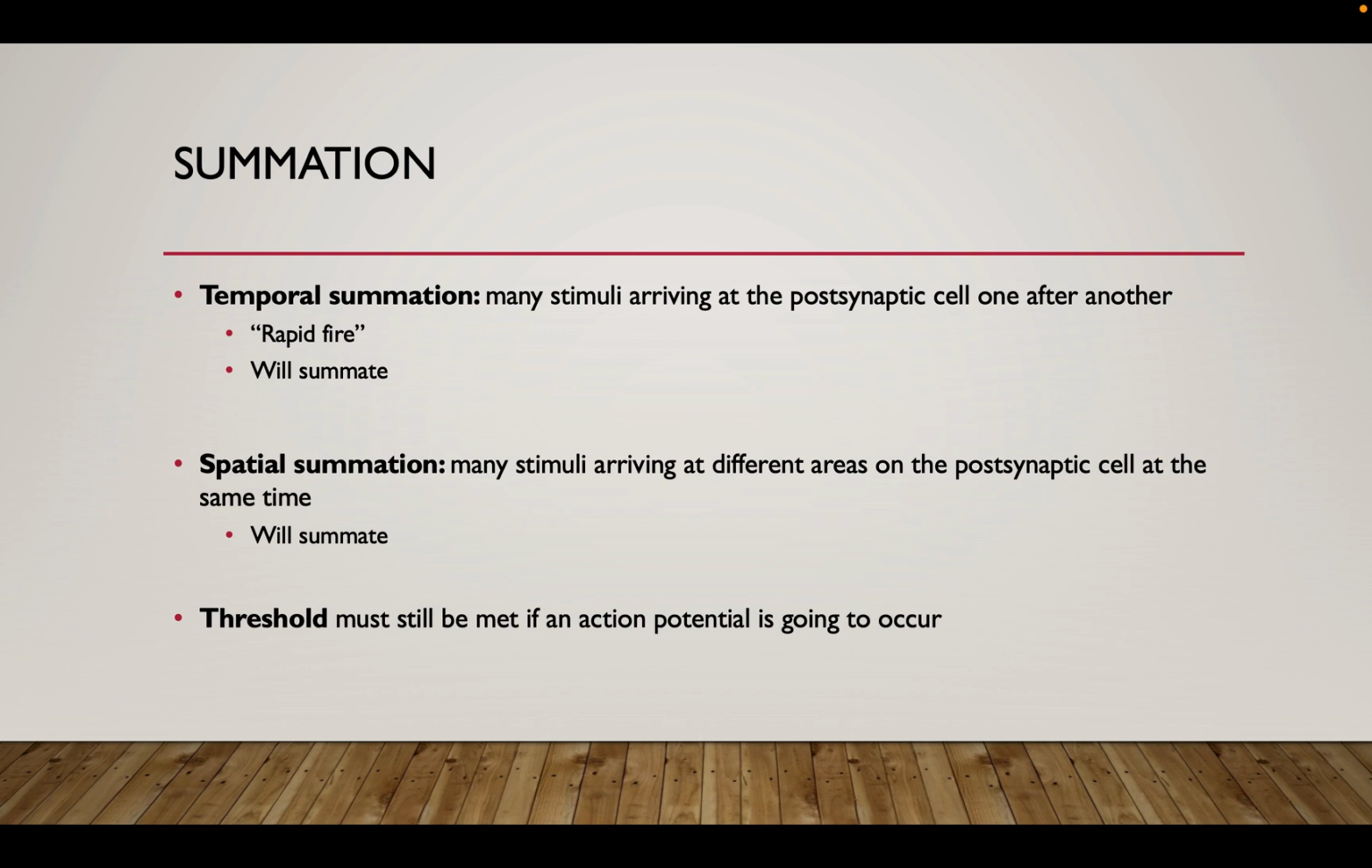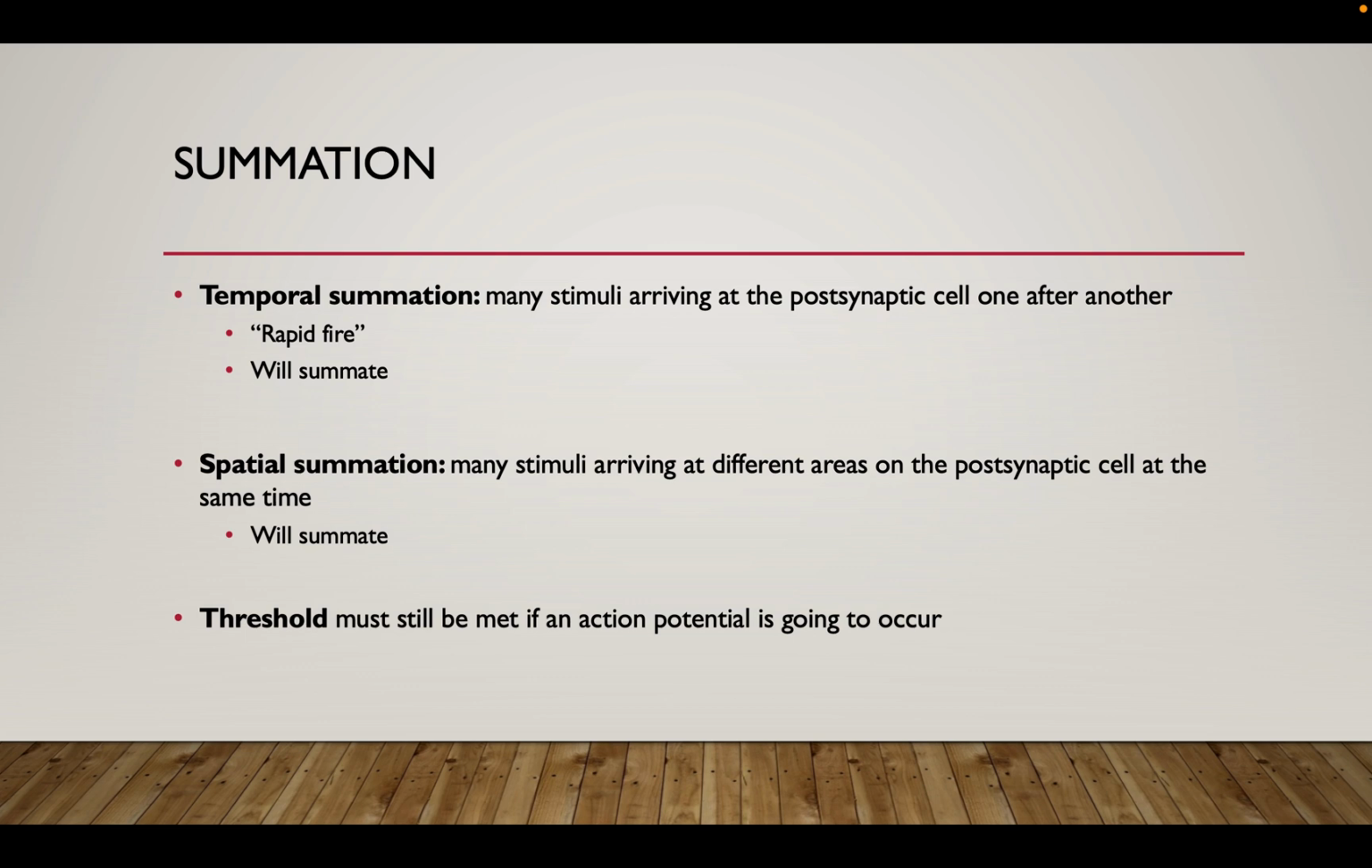So in temporal summation, what you're going to have is many stimuli, whether they're inhibitory or excitatory, arriving at a single point on the postsynaptic neuron. Okay, so you can imagine one stimulus comes, and then another one comes, and another one, and another one, and so on and so forth. And these are going to summate and maybe reach threshold to produce an action potential at the hillock, or maybe not. Okay, so sometimes you can think of this as rapid fire, one stimulus, and then another one, all at the same point on the postsynaptic neuron.